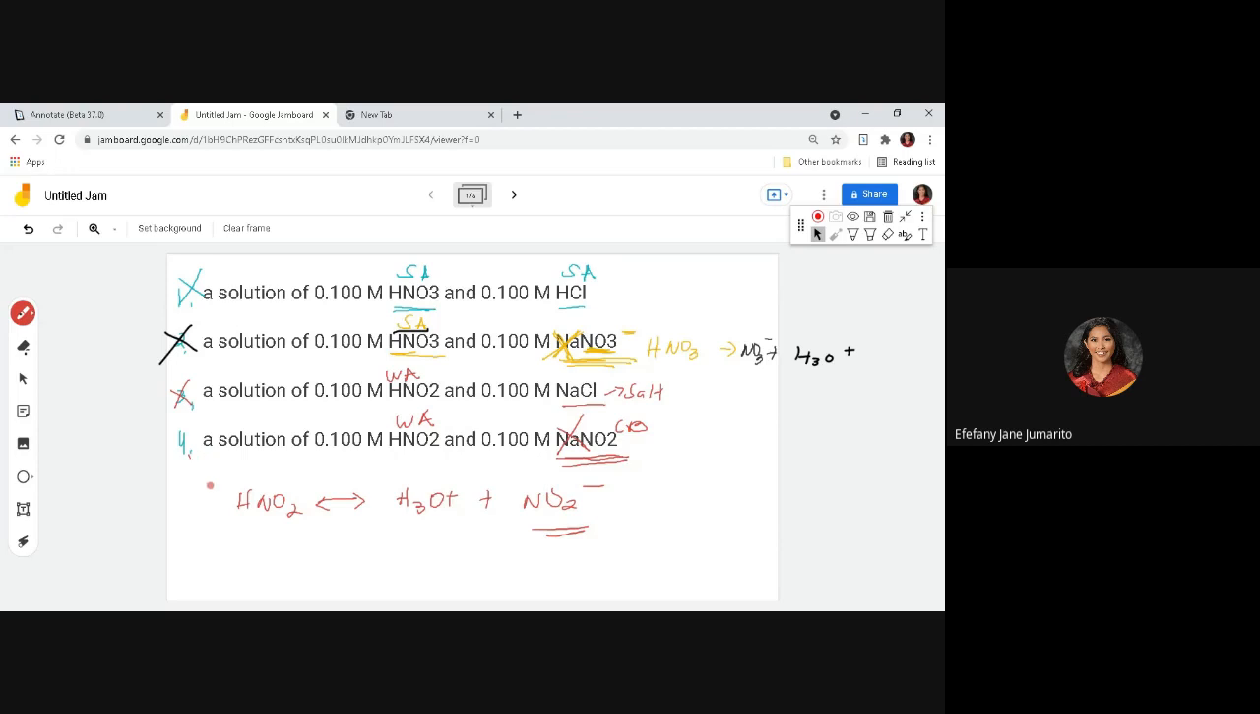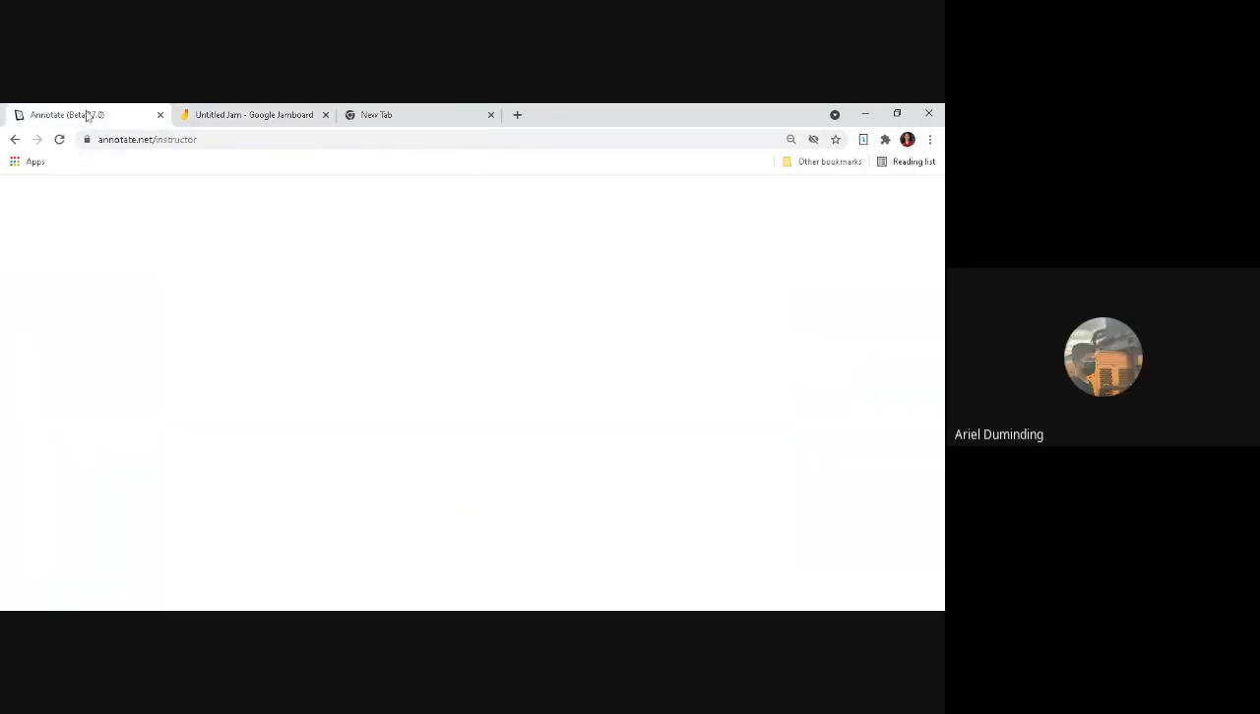Now number 4, is it a buffer or not? Buffer, ma'am. Yes. That one is a buffer. Again, buffer is weak acid or weak base, then you have the conjugate base or conjugate acid. Okay. We have that one.